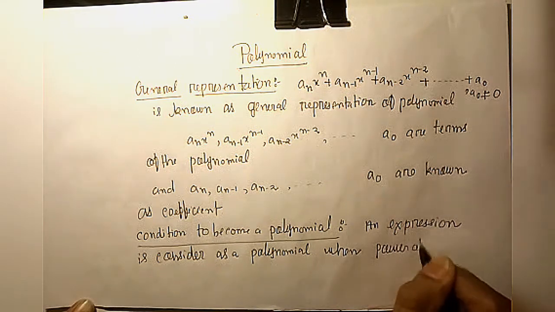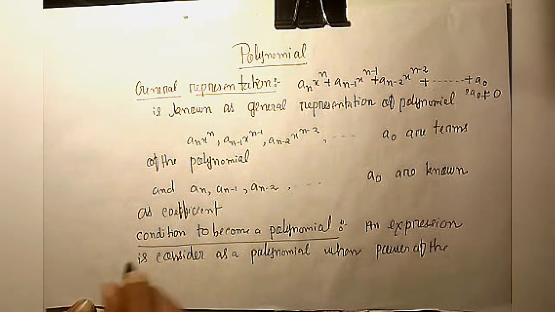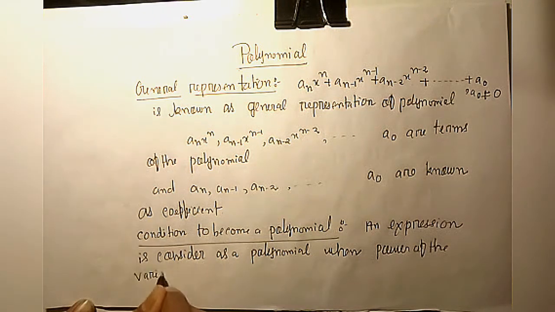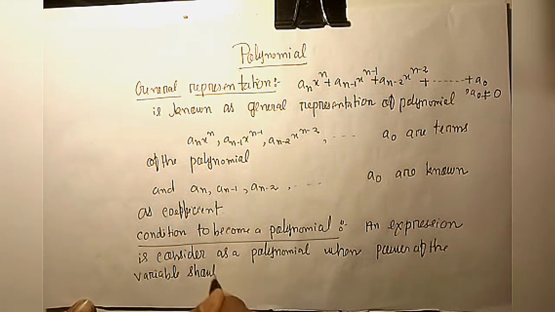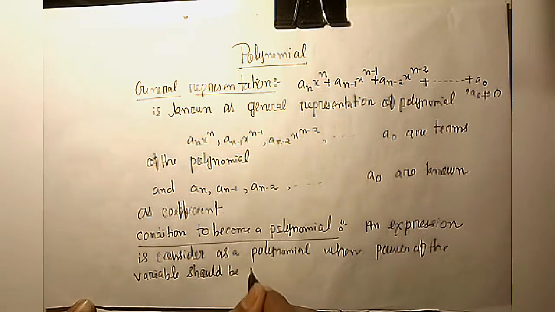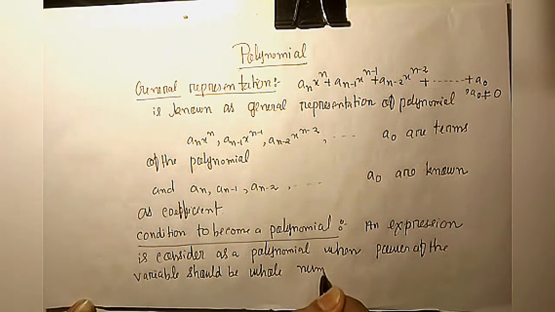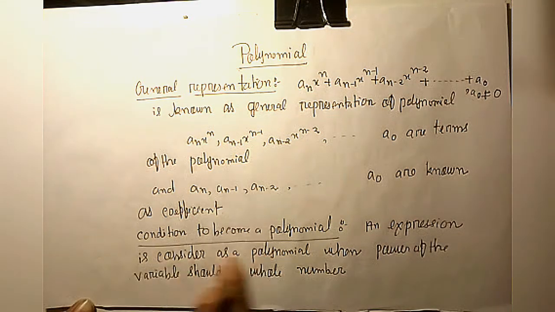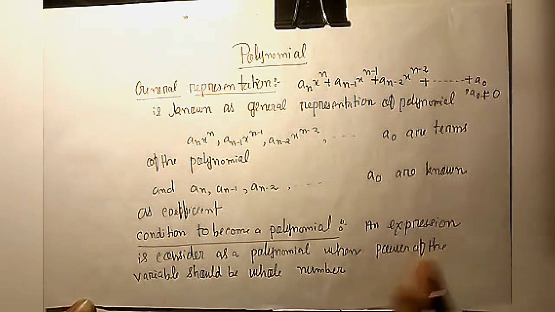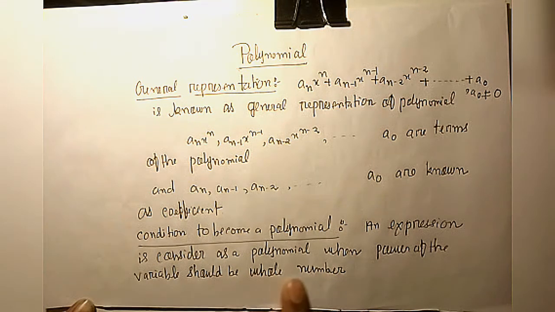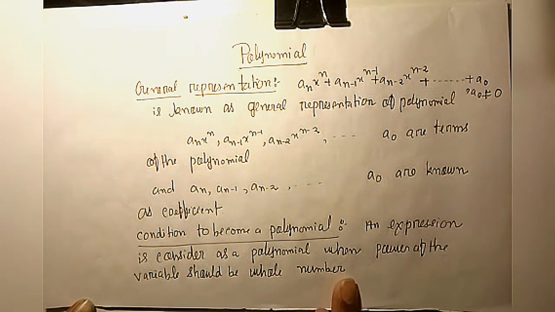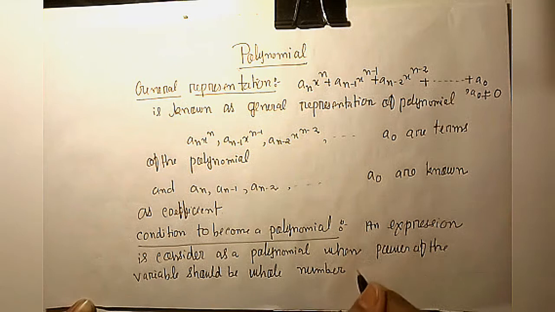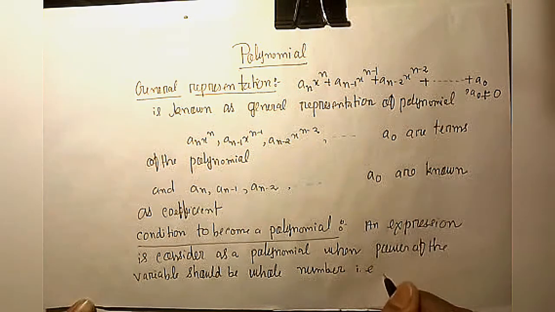the power of the variable should be a whole number. That means an expression becomes a polynomial when every power of the variable is a whole number, then we consider the given expression as a polynomial.